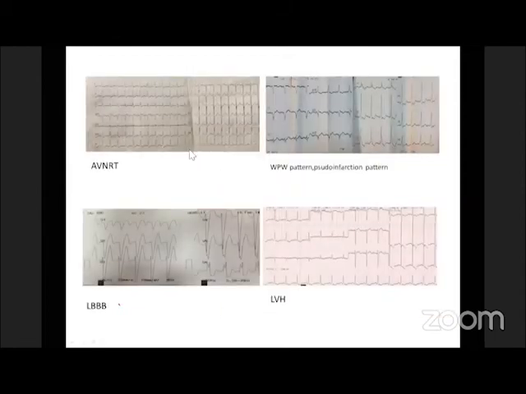We have additional causes of ST segment depression, especially in patients with SVT, AVNRT. Sometimes there is upsloping of the ST segment during tachycardia. And in patients with WPW syndrome, as I mentioned, there is repolarization abnormality and what we call pseudo-infarction pattern. And in patients with left bundle branch block, there is ST segment depression. And in patients with LVH, again, not every ST segment depression is myocardial infarction. We have several causes.